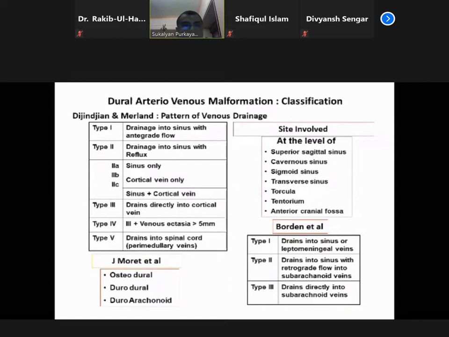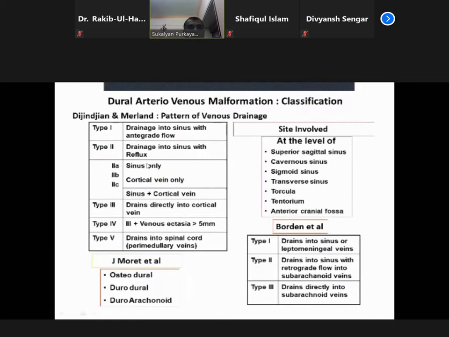Now, keeping this in mind, the Cognard and Merland classification is a bit more elaborate, but basically it is more or less the same. As you can see here, type 1 is drainage into the sinus with antegrade flow, which we've already discussed. Type 2 they have elaborated a bit more. It drains into the sinus with reflux into the sinus only, which is a bit benign. If it drains into the cortical vein, which gives rise to symptoms early, and if the pressure is too high, it can involve both the sinus and the cortical vein.